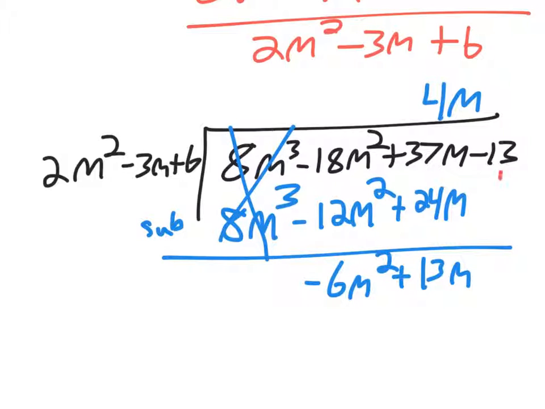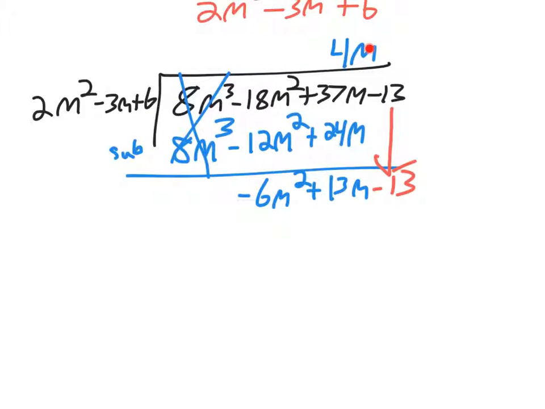And then with long division, in order to go to the next step, you've got to carry down so you have the same number of terms over here. We had 3 over here, so to keep going to the next step, we need to have 3. So I'm going to carry down that negative 13. And then we repeat the process.